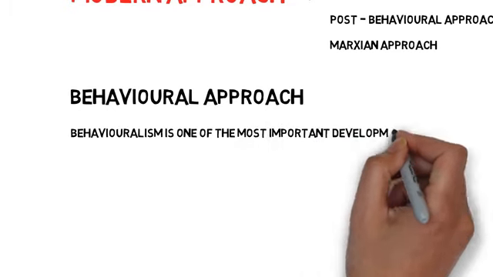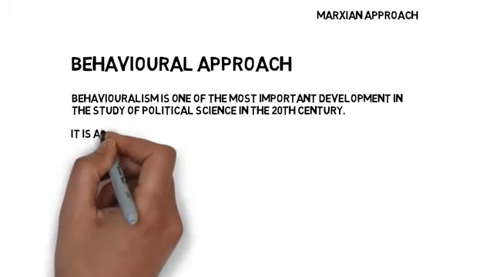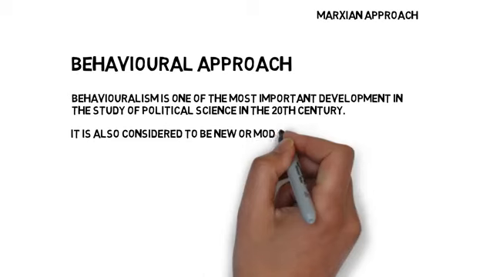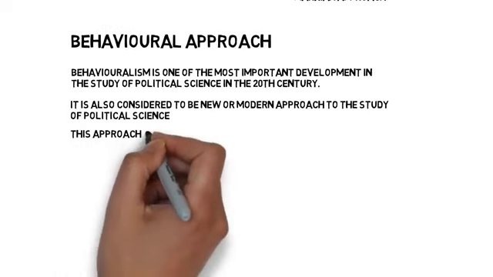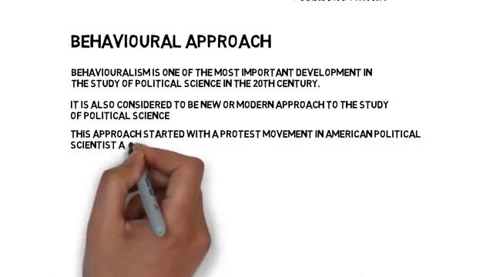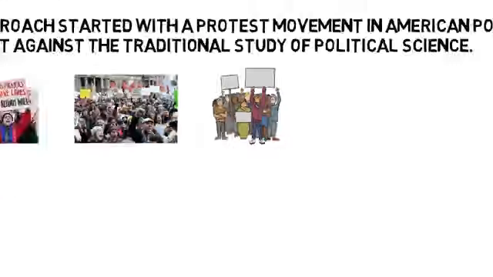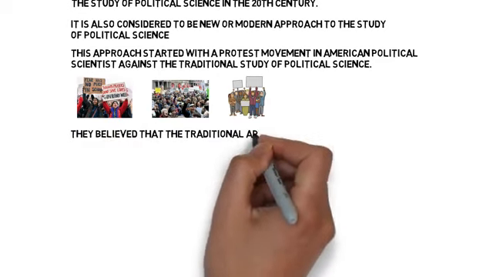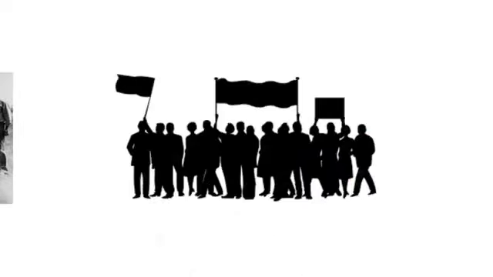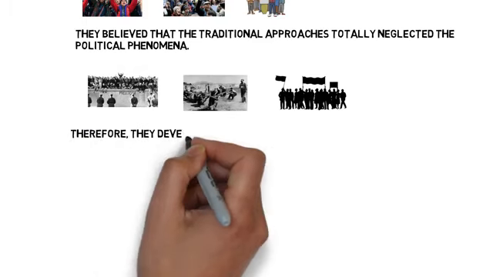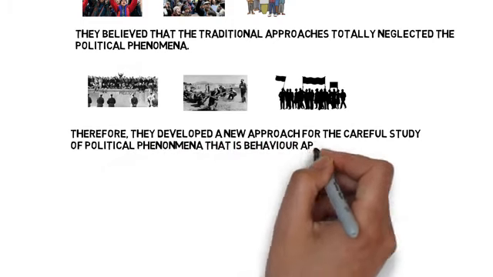Behavioralism is one of the most important developments in the study of political science in the 20th century. It is also considered to be a new or a modern approach to the study of political science. This approach started with the protest movement of American political scientists against the traditional study of political science. They believed that the traditional approaches totally neglected the political phenomena. Therefore, they developed a new approach for the careful study of political phenomena, that is, behavioral approach.